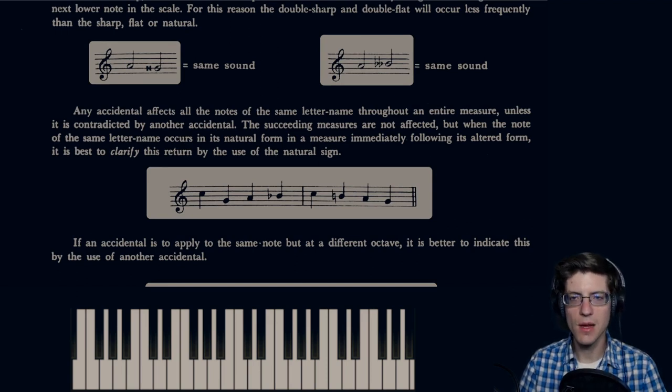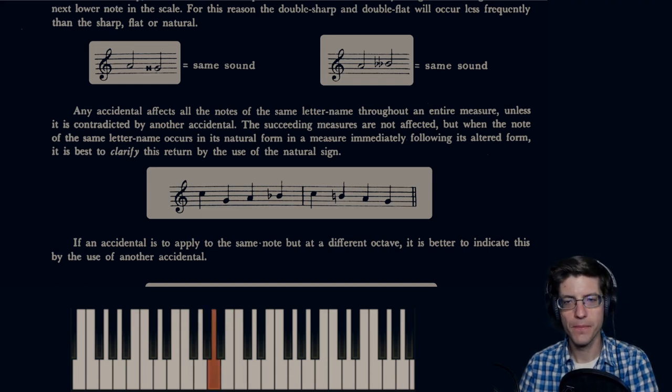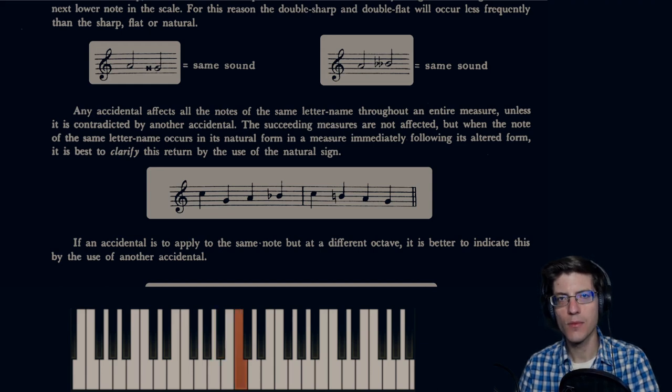Any accidental affects all the notes of the same letter name throughout an entire measure, unless it is contradicted by another accidental. The succeeding measures are not affected, but when the note of the same letter name occurs in its natural form in a measure immediately following its unaltered form, it is best to clarify this return by the use of the natural sign. So in the example they give us, you see we flatted the B, and the very next time we have a B, if we want it as B natural, we indicate that, as they say, to clarify.